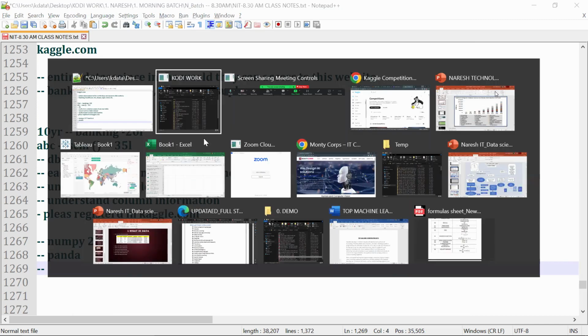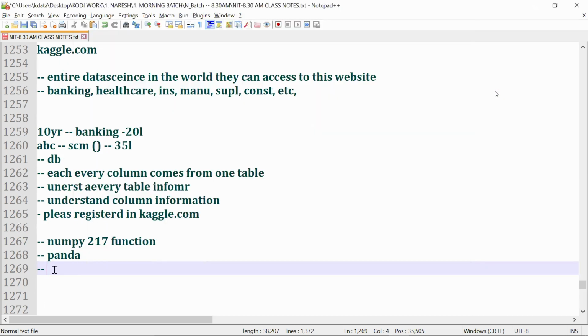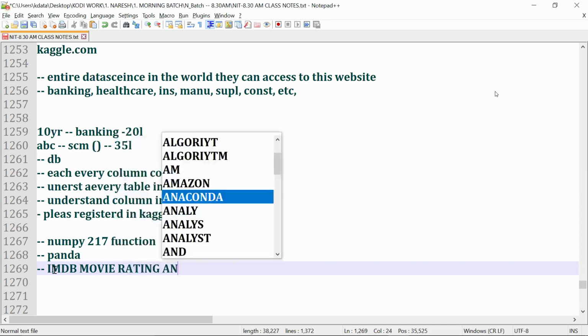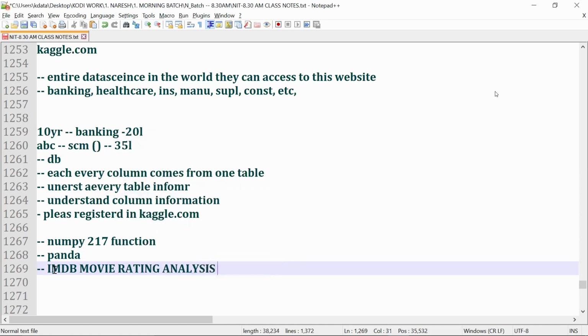Just one moment. The name of the project is IMDb movie rating analysis. This is not a resume project, guys. Do you understand? What is IMDb? Any movie released in the world has to be listed in the IMDb database. Understand? Let's say KGF. What is the IMDb rating? It's 9. Do you understand or not?